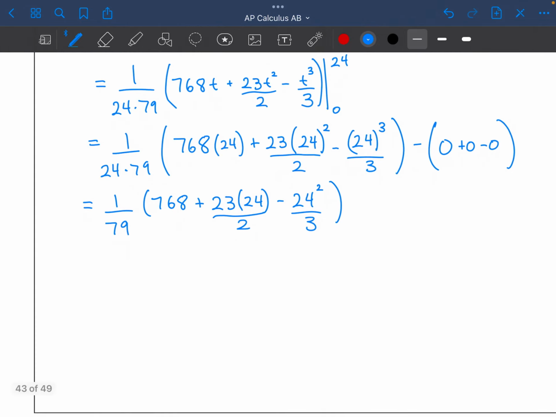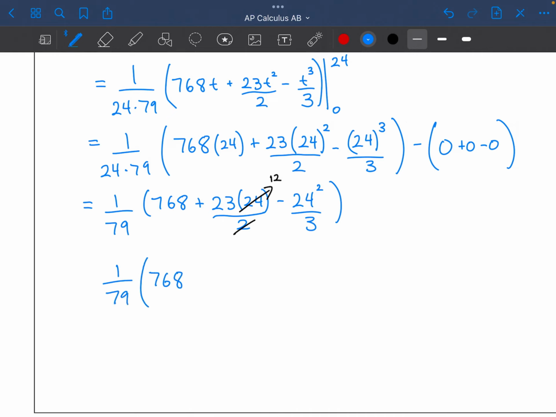Okay, keep going. Okay, I'm going to cross cancel here. So 24 and 2 is going to cross cancel, and that's going to turn into a 12. And then for this 24 squared over 3, I'm thinking 24 is divisible by 3. So really I can write this as, here, I'm going to go ahead and go to another line. 1 over 79 times 760.